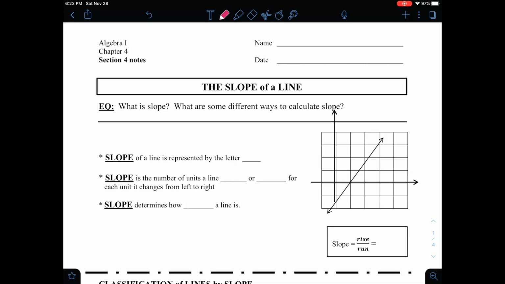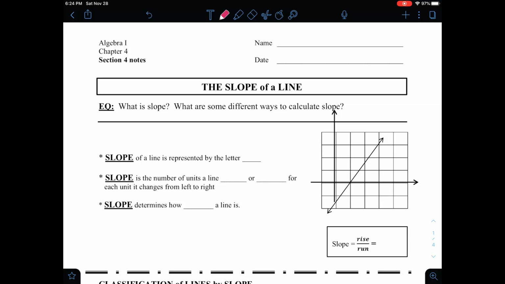We are getting into 4.4 today, and the name of the lesson is the slope of a line. Our essential question is, what is slope and what are some different ways to calculate slope? So this whole chapter, chapter 4, is about lines and slopes of lines, slope-intercept form, intercepts, those kinds of things. So let's go ahead and get right into this.